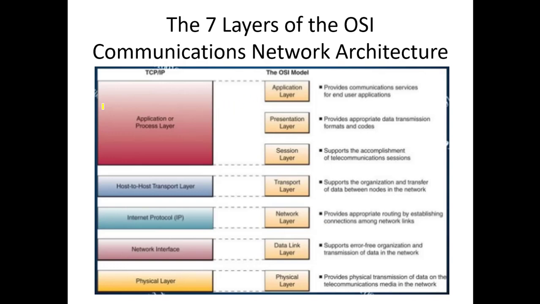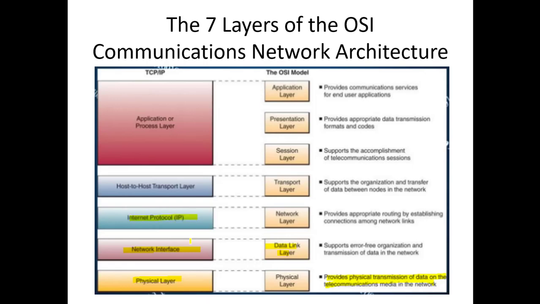Quite blurred again here for the image, but you need to memorize the 7 layers of OSI. The first layer is the physical layer. The definition here, it provides physical transmission of data on the telecommunications media in the network. And we have the second layer, network interface. This is in the TCP IP model, but in the OSI, that is the data link layer. This layer supports error-free organization and transmission of data in the network.